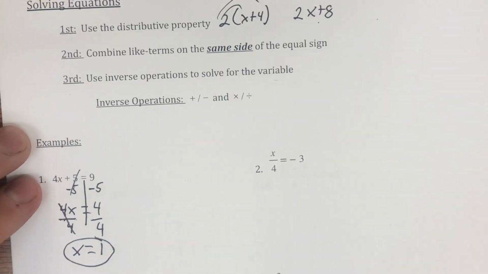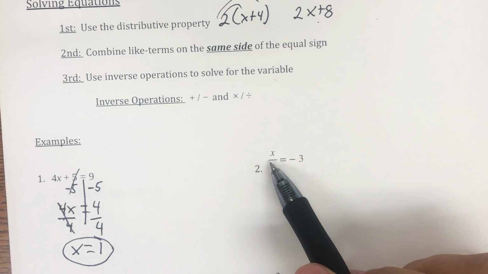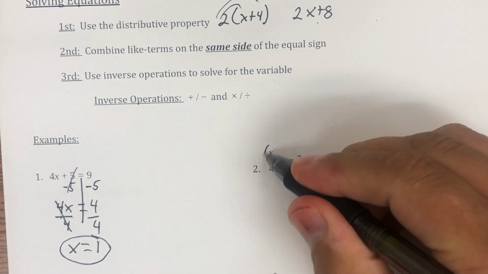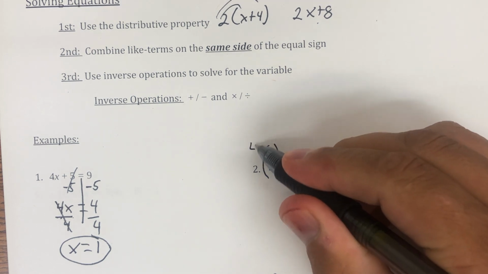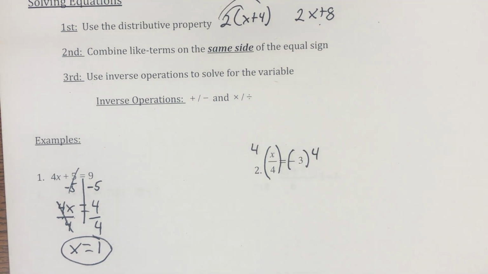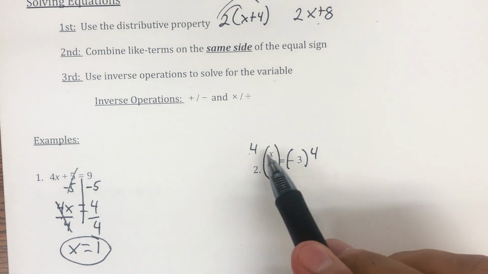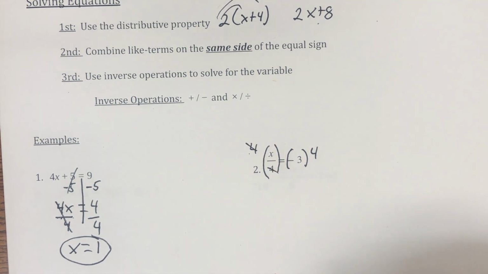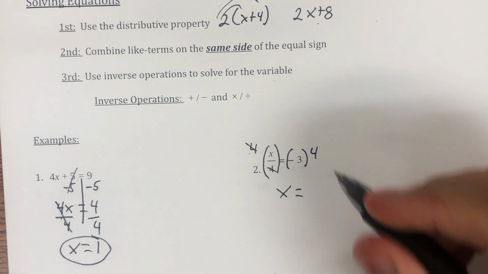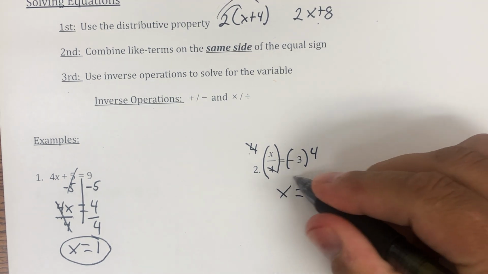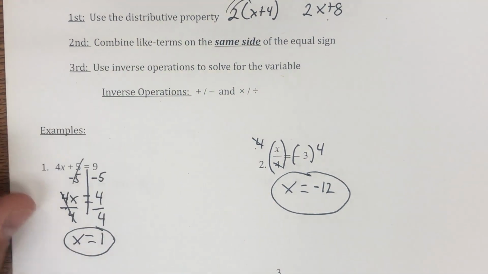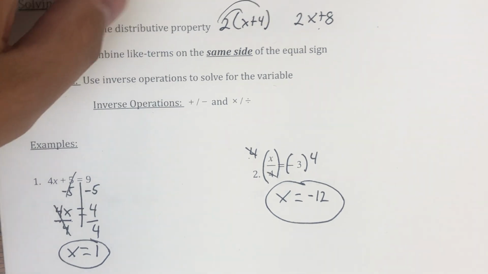Okay, next example. This one looks like we have x divided by 4. The opposite of divide is to multiply, so I'm going to multiply both sides by 4. If I do something to one side, I always have to do it to the other. 4 times x over 4, the 4's will cancel, and x is equal to, negative 3 times 4 is negative 12. I will circle my answer. So as you work on your worksheet, your work should look like this. We need to show our steps as we're going.